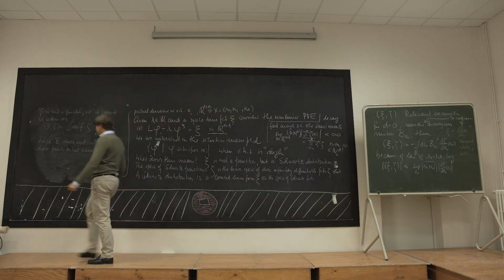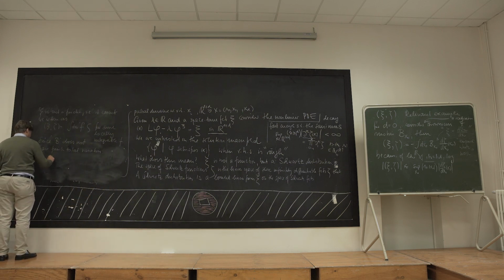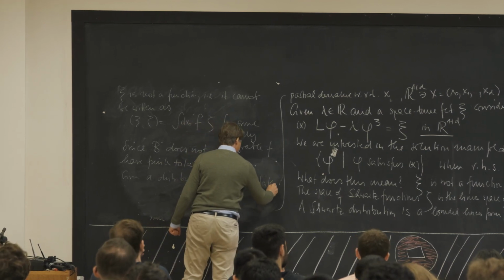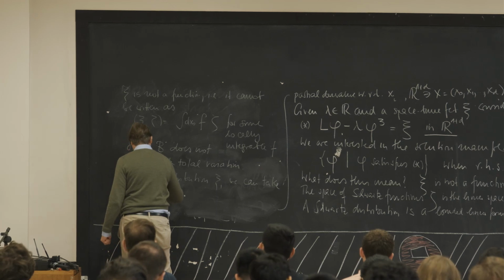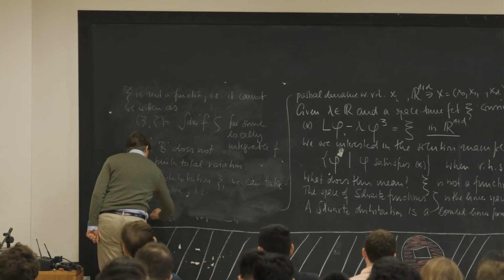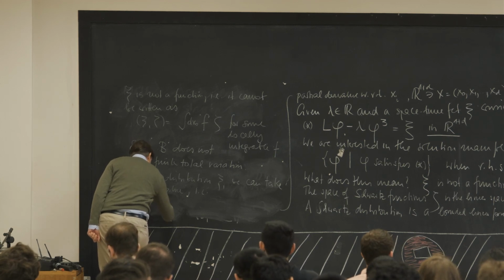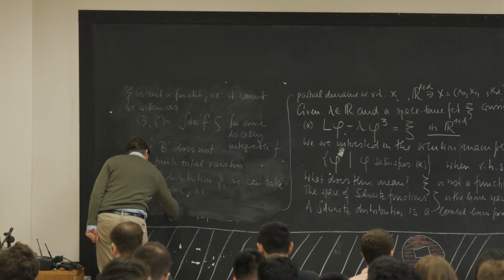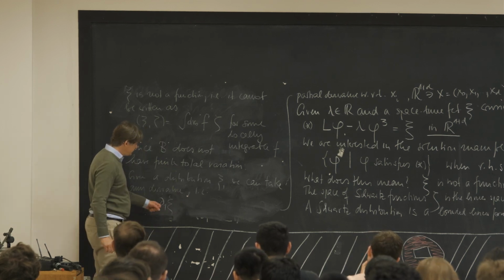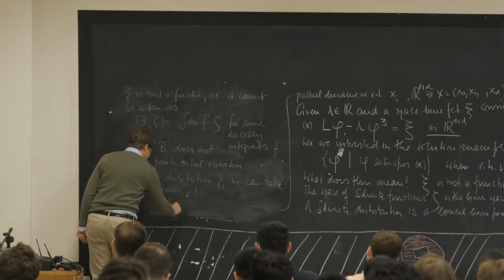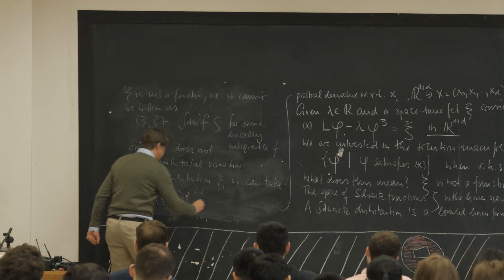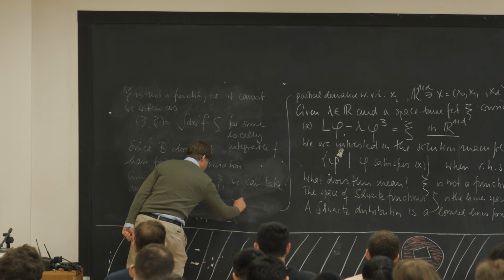So, given a distribution, a Schwarz distribution psi, we can take any derivative. For example, let me take the partial derivative with respect to the first spatial variable of psi. I want to tell you how to define this distribution. You define a distribution by saying how it acts on Schwarz functions, and you define it to act as if in this pairing you could do an integration by parts, so minus psi del 1 zeta.